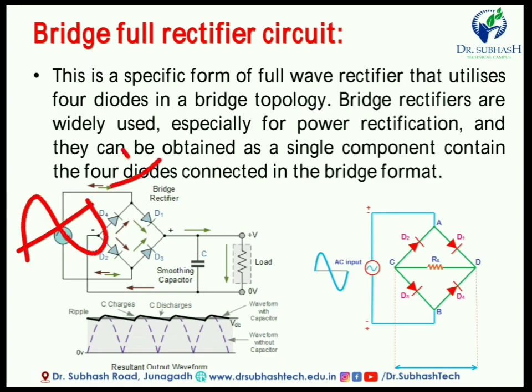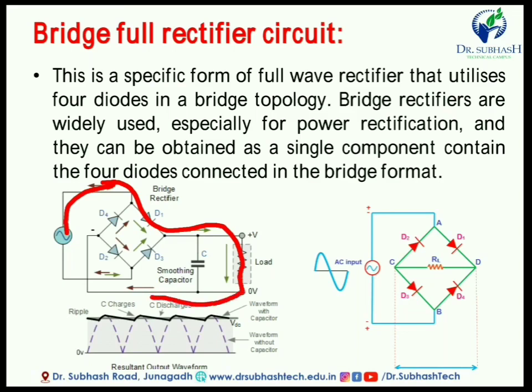Whenever this terminal is positive, this terminal is negative. In the positive half cycle, diode D1 conducts, and the current direction is like this, the green portion. The current goes through RL, then D2 conducts and the circuit is completed. So in the positive half cycle, these two diodes, D1 and D2, both conduct, and according to this conduction you get some voltage and the waveform.